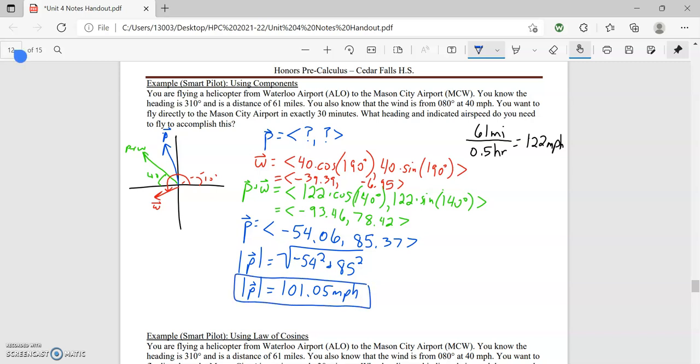So I will box that in because that is what the speedometer, if you will, inside the airplane is going to tell you: you're doing 101 miles an hour, even though on the ground you're actually doing 122 miles an hour. So that has to do with the fact that the wind is mostly sideways, but a little bit of a tailwind. So now we need to know what direction that is, what heading that is, excuse me.